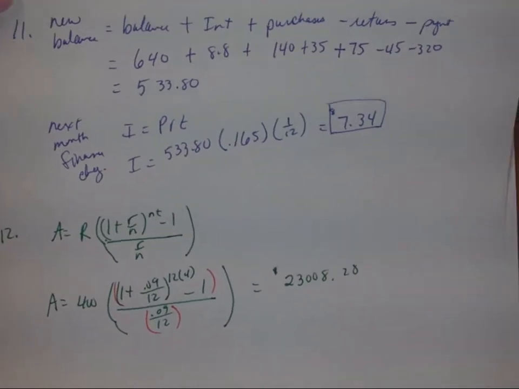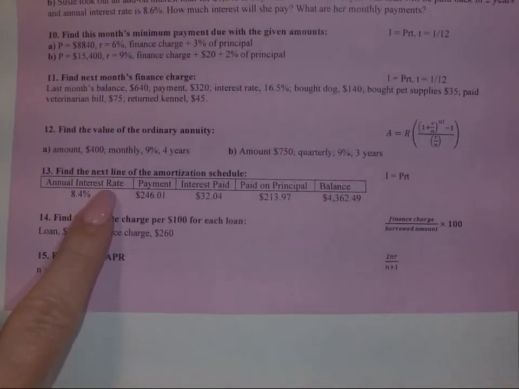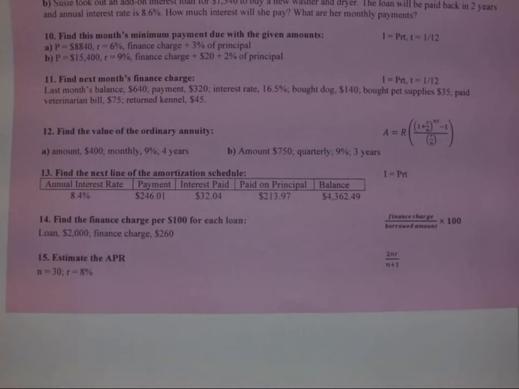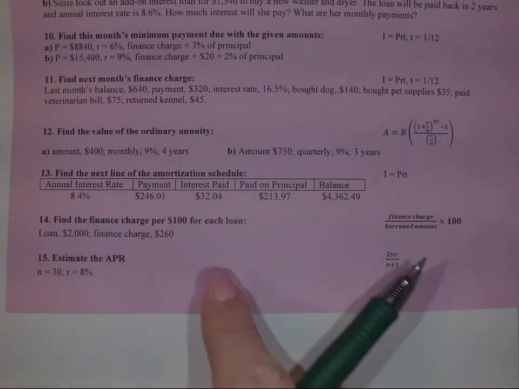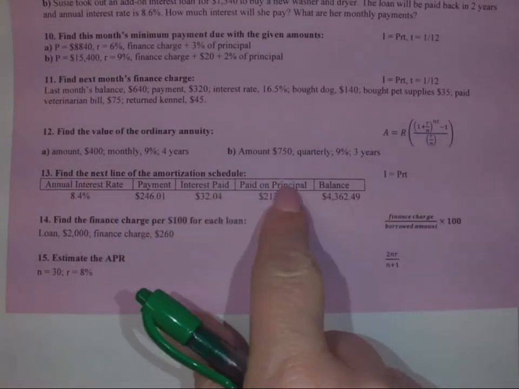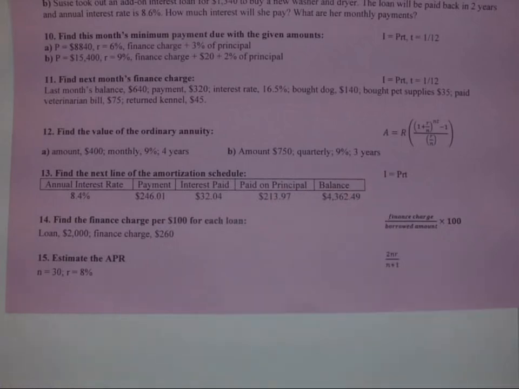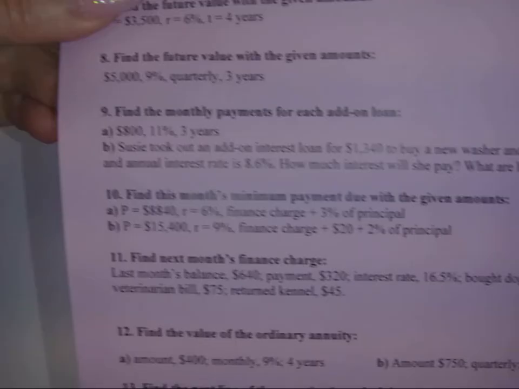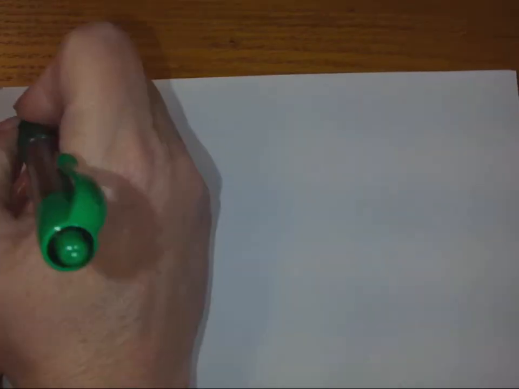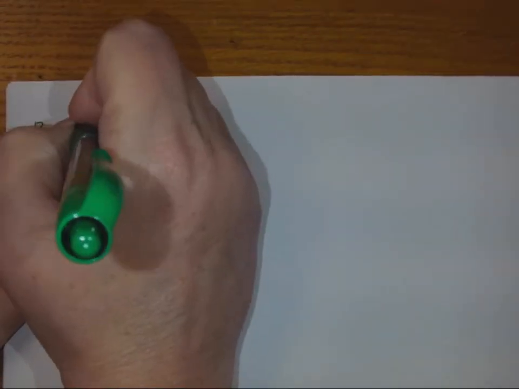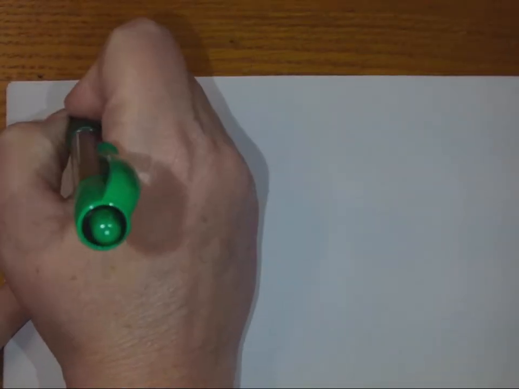And the next problem tells us that we are finding the next line of the amortization schedule. So we're looking at the annual interest rate, the payment, the interest paid, the paid on principal, and the balance. All right, so for this one, we're also going to need to find our interest. We're given that formula, I is equal to PRT. So this is number 13. I is equal to P times R times T.